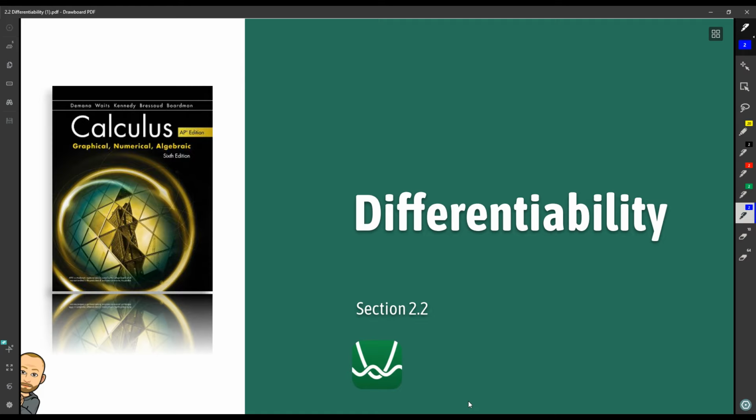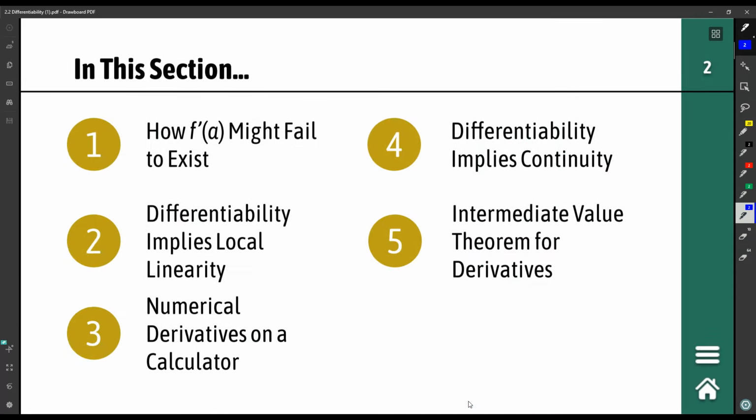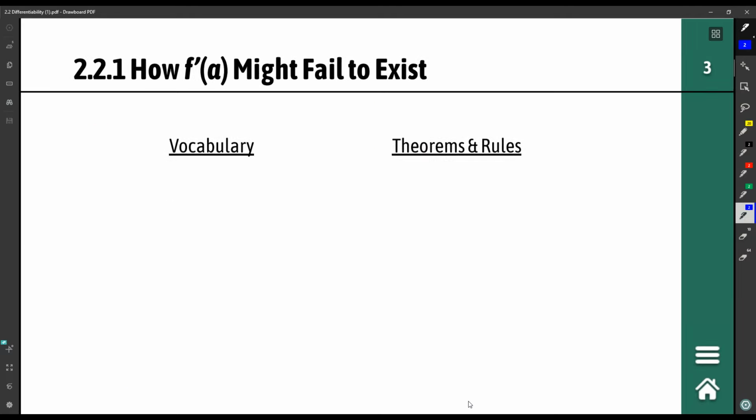All right, section 2.2 of our calculus text, we're looking at the topic of differentiability. So in this section, we will see how f prime of a, the derivative at some x value, might fail to exist. We'll look at differentiability and how it implies local linearity. We'll look at the numerical derivatives on a calculator. And finally, differentiability implies continuity and the intermediate value theorem for derivatives.